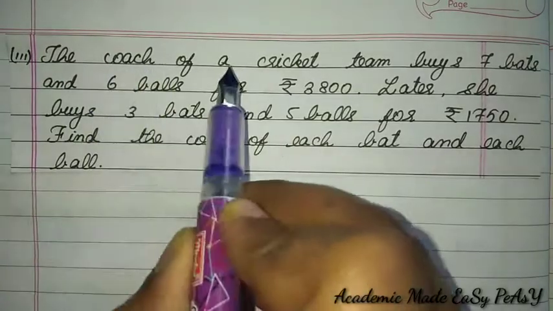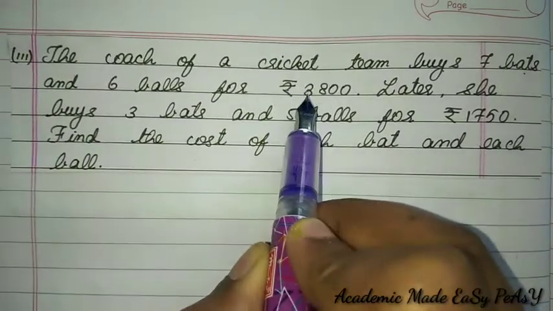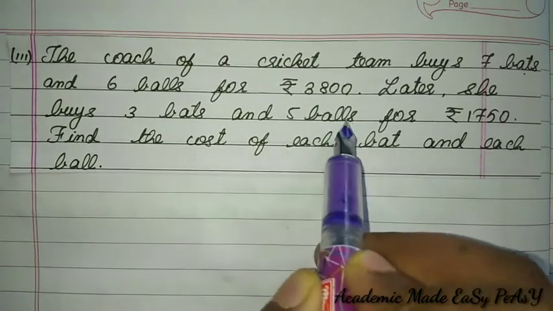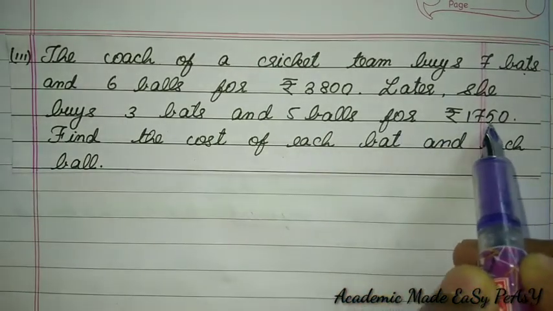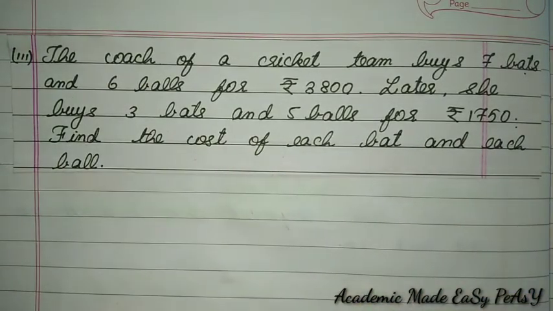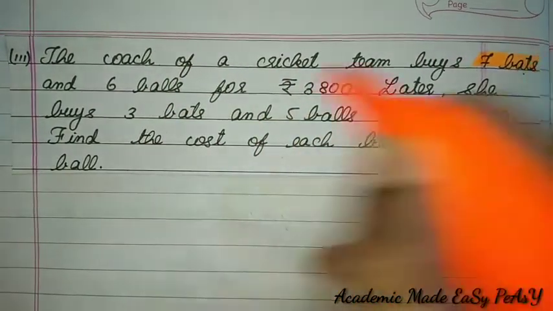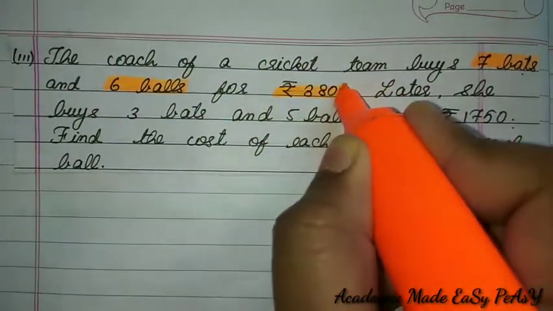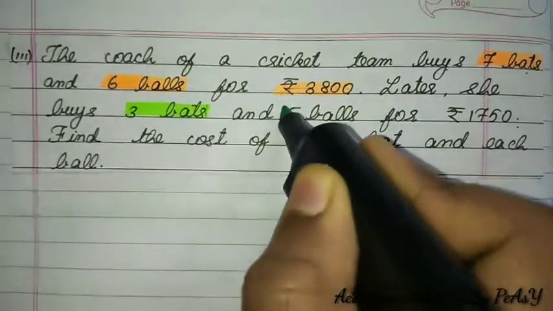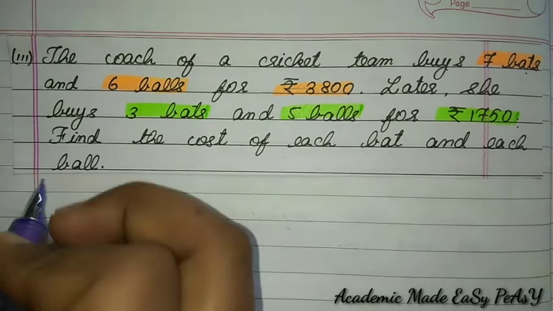Subdivision 3. The coach of a cricket team buys 7 bats and 6 balls for rupees 3,800. Later, she buys 3 bats and 5 balls for rupees 1,750. Find the cost of each bat and each ball. So what is given here is that the coach buys 7 bats and 6 balls for rupees 3,800. Later she buys 3 bats and 5 balls for rupees 1,750.